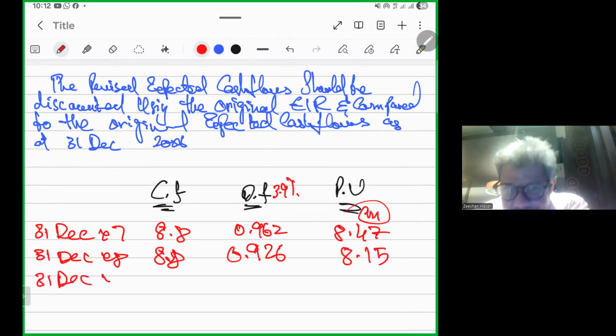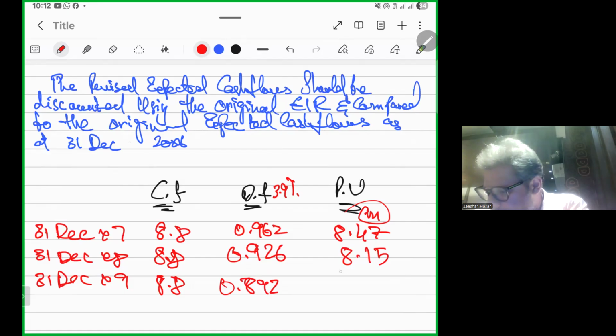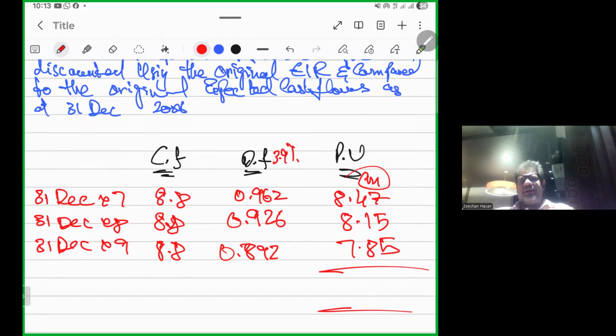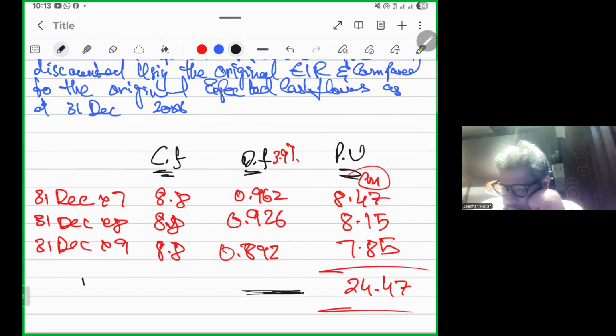31st December X9, 8.8 and the discount factor is 0.892, giving 7.85 million. So previously, on the previous cash flows, our present value is 24.47 million, right?